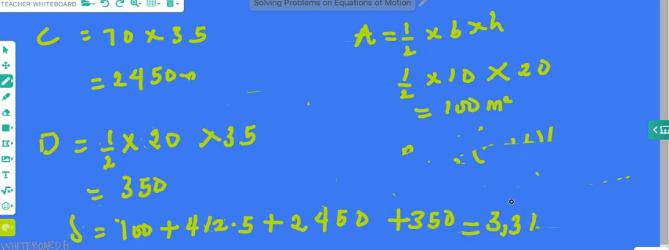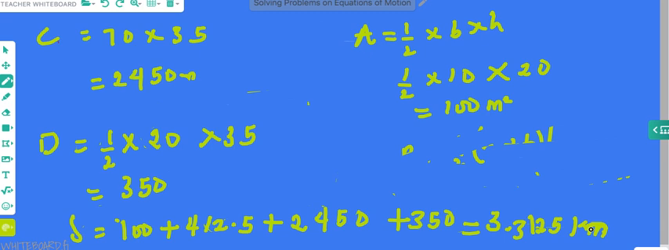I'll convert it to kilometers, so that is 3.3125 kilometers. So that is the answer to that.